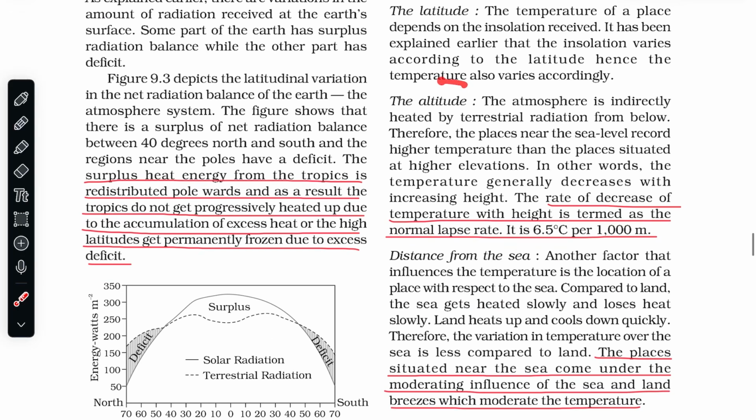Then, in terms of the altitude, the atmosphere is indirectly heated by terrestrial radiation from below. Therefore, the places near the sea level record higher temperature. So, this high temperature at places near the sea level is because of the terrestrial radiation, which is indirectly heating up the atmosphere due to conduction.